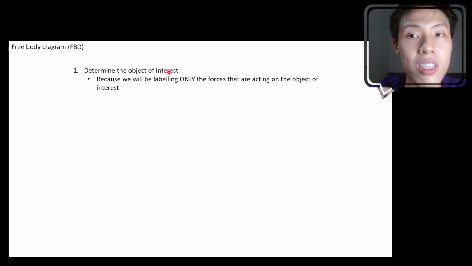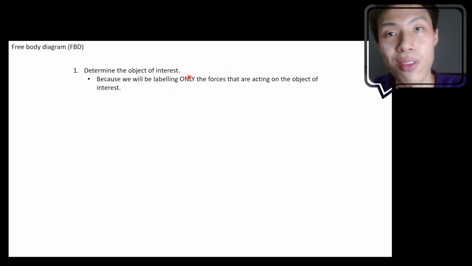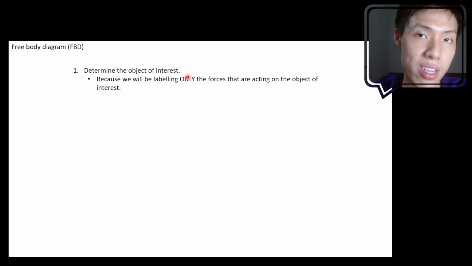Because after we determine the object of interest, only then do we know what kinds of forces are acting on it, and only then are we able to label them. You need to determine the object before you can determine the forces acting on the object. Only then are you able to label the forces in the free body diagram. Things should go step by step.